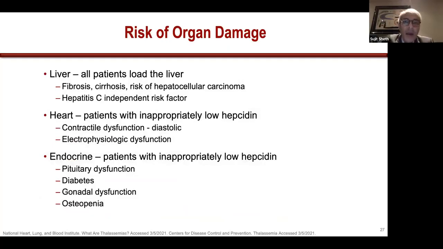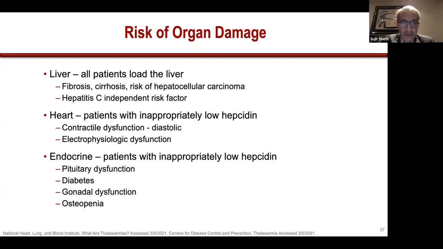So all individuals will load their liver. This is a normal storage site, and therefore iron does accumulate in the liver in all individuals if they haven't been treated. And over time, again, with long-term exposure and high levels of iron, it leads to fibrosis, cirrhosis, and a risk of hepatocellular carcinoma. Hepatitis C is an independent risk factor and has an additive effect on the iron in terms of the risk of fibrosis and cirrhosis.